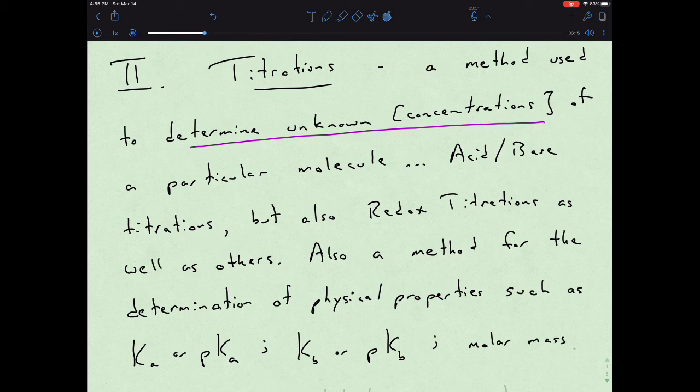So we utilize this for unknown concentrations, but let's say I made a new molecule in the lab, and that molecule is an acid, or that molecule is a base. And so I could further characterize that particular molecule by measuring its Ka or pKa, as well as if it was a base, its Kb or its pKb. Also, molar mass is a very important determination of the molecule that you actually thought you were making, in terms of a physical property of it.